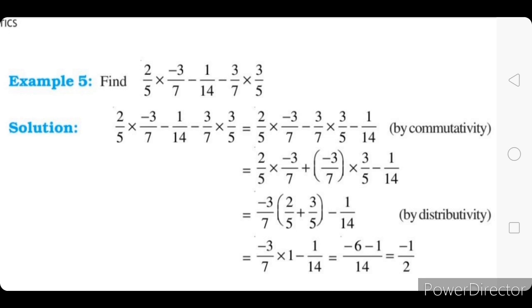So now we are left with minus 3 upon 7 minus 1 upon 14, and so we will solve this taking LCM. 7 and 14, LCM is 14 only. Again make the equivalent fractions and solve. Answer will be minus 1 by 2.